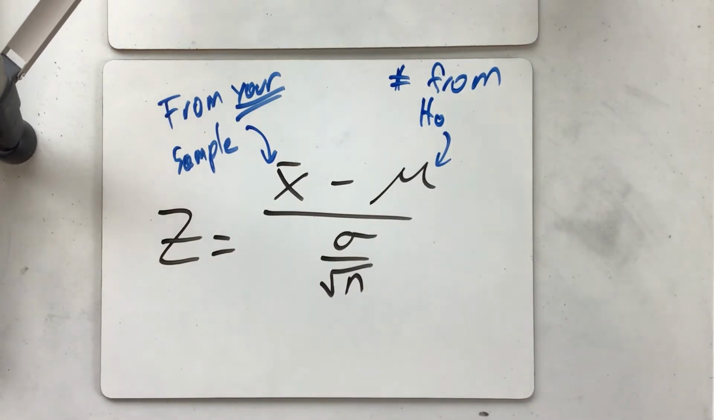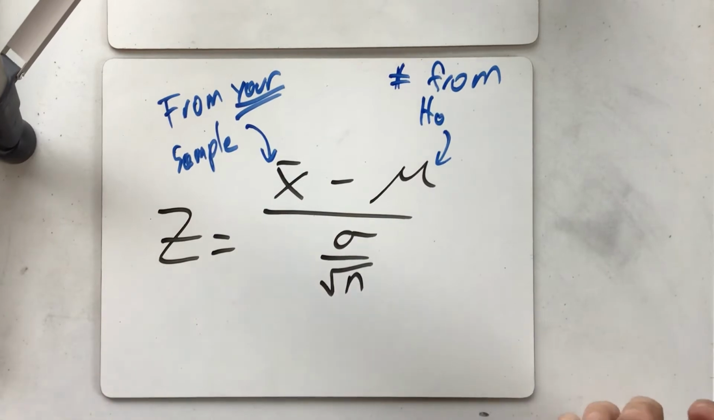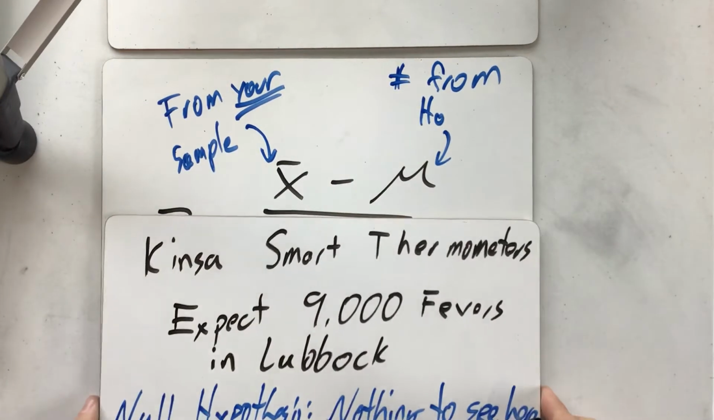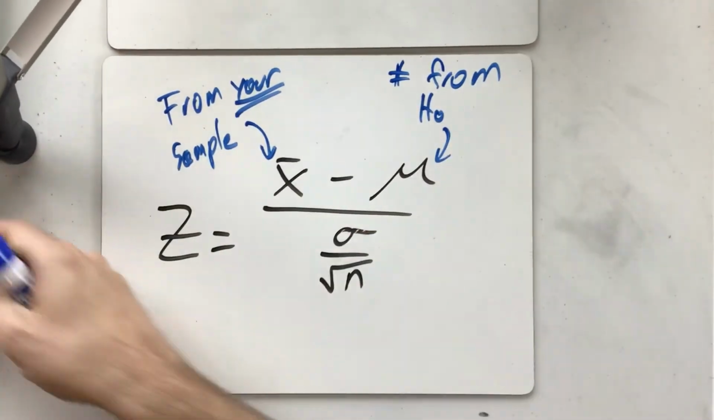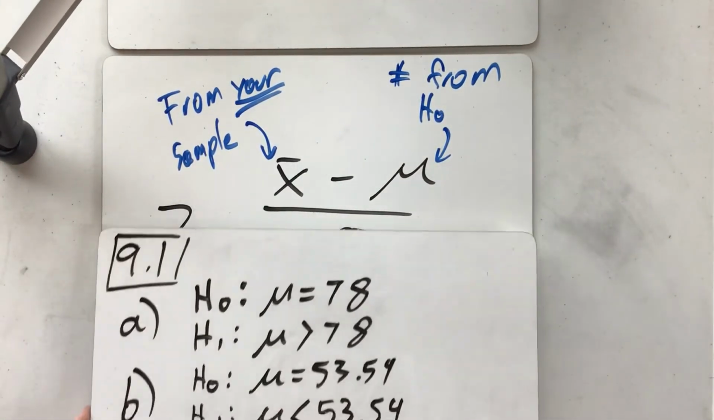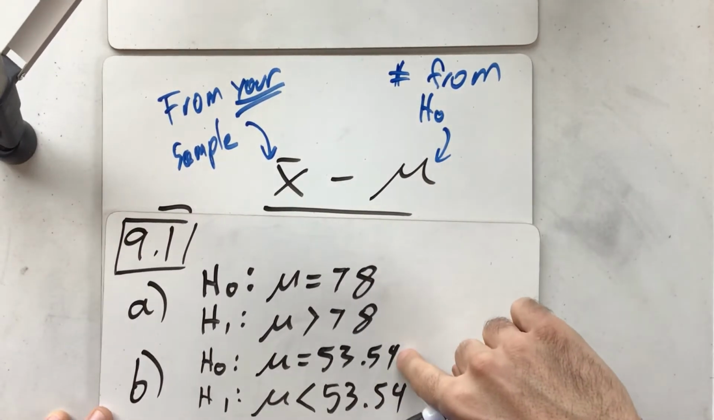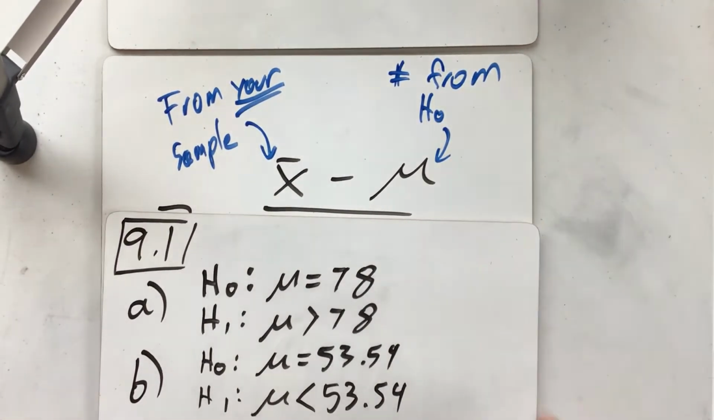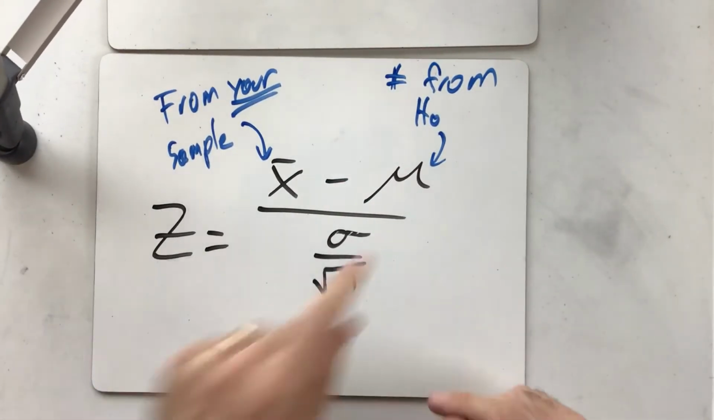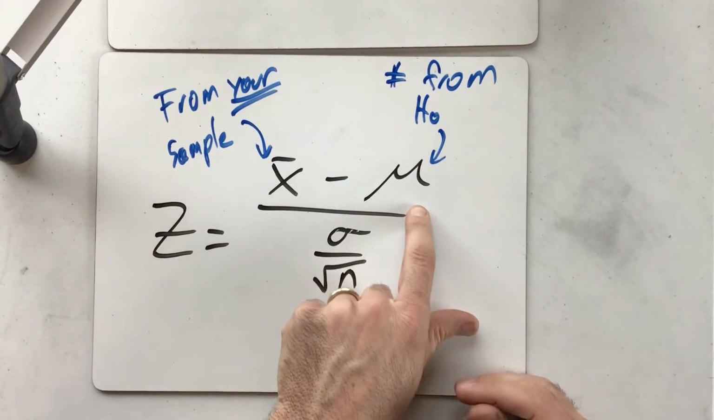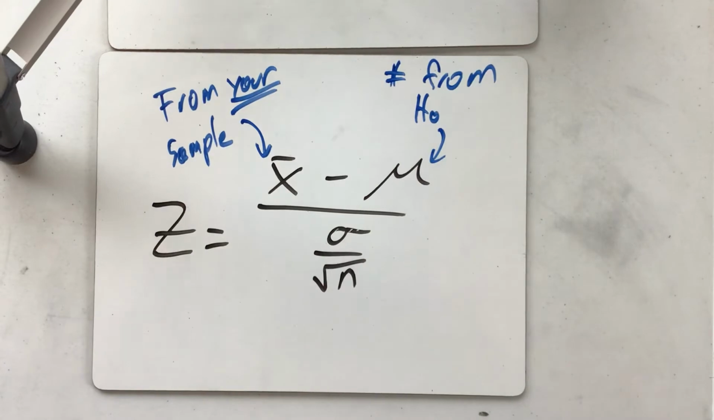This is always the number from your null hypothesis, H naught. So this is what the average would be if nothing interesting is going on. So if we're doing smart thermometers, then this 9,000 is going to be the number that goes right here. If we're doing the problems from earlier, 78 would go right here if you're the teacher. If you're the track athlete, 53.54 would go right here. If you're the scientist, 3 would be the number that goes right here. So this is always the number that comes from your null hypothesis. So this number you should always get right. There's no reason to put the wrong number in that spot.